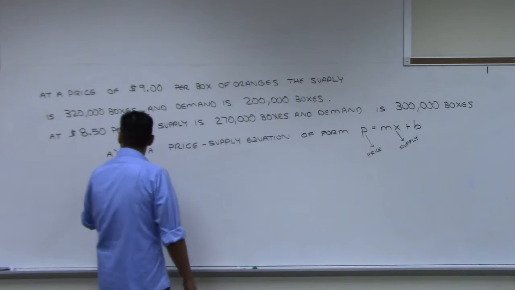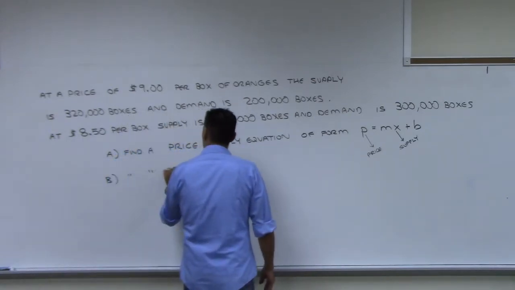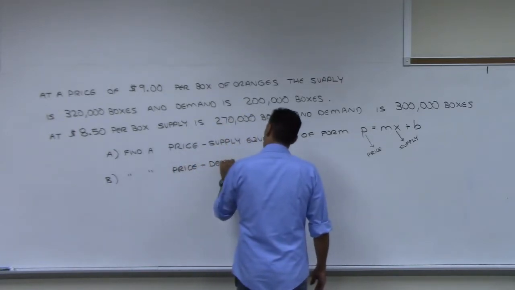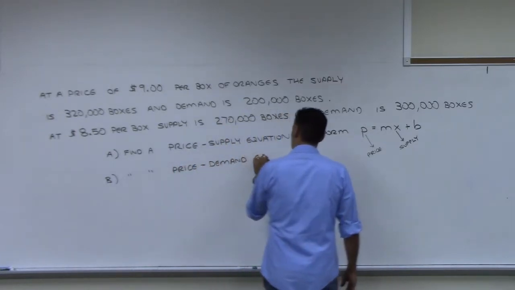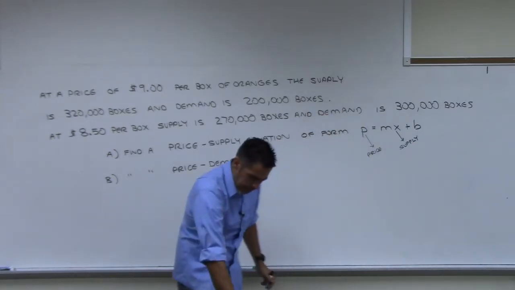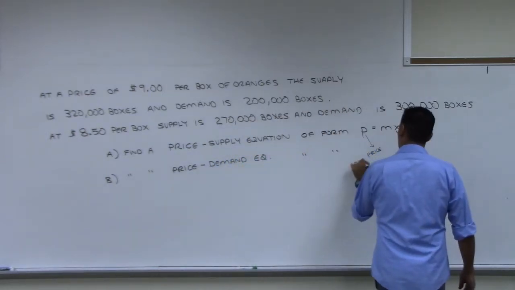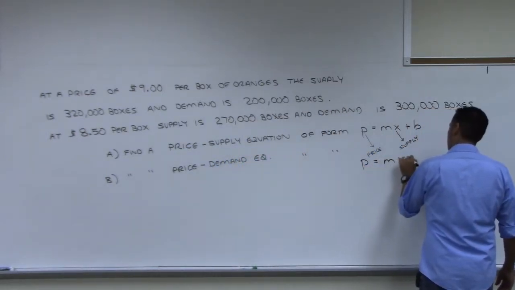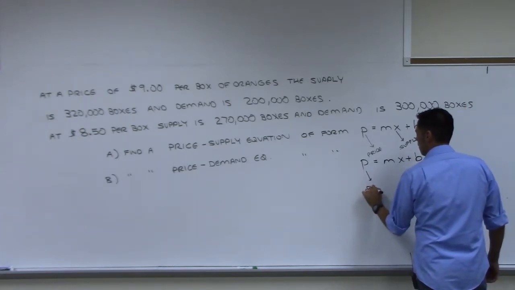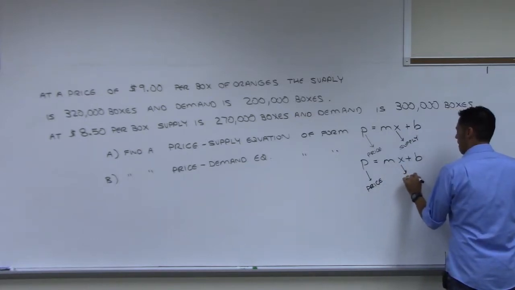But part B says, same thing. Find a, this time, price demand equation. Of the form P equals mx plus b. But this time, this is price, and this is demand.